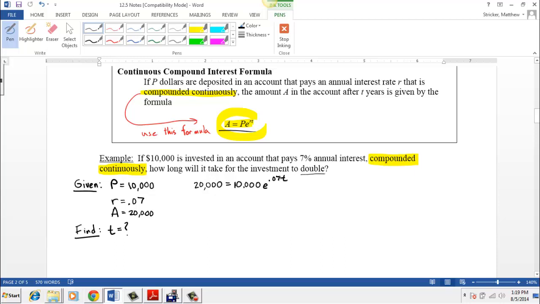And again, notice that there's this unknown variable up in the exponent. But we now know how to solve this. Remember, our first step is to isolate, so we can divide both sides by 10,000, which gives us a nice round number of 2 on the left-hand side, equals e to the 0.07 T. And again, just like in the last problem, we can take the natural log of both sides.